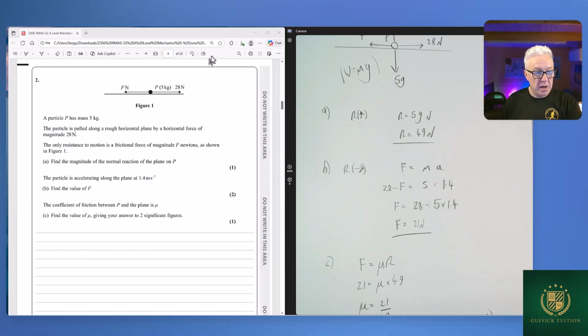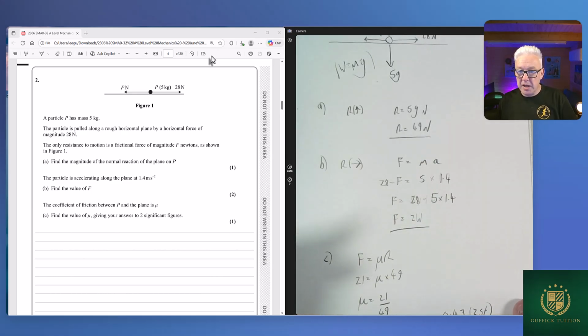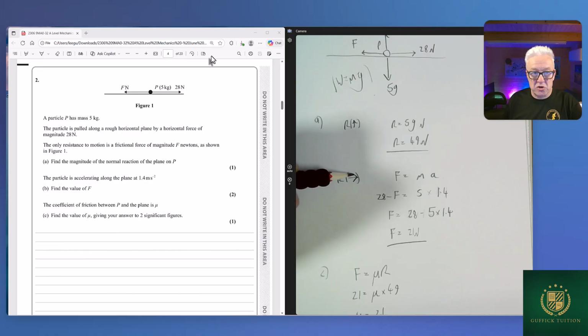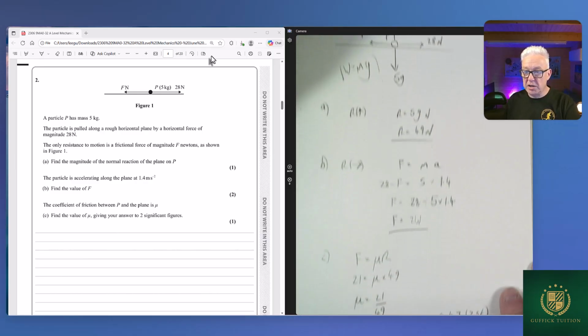Part B. The particle is accelerating along the plane at 1.4 meters per second squared. Find the value of F. So this is going to be Newton's second law now. So we write down F equals ma. So I've chosen to resolve to the right because it's traveling to the right, because it's being pulled to the right by this force of 28 newtons.